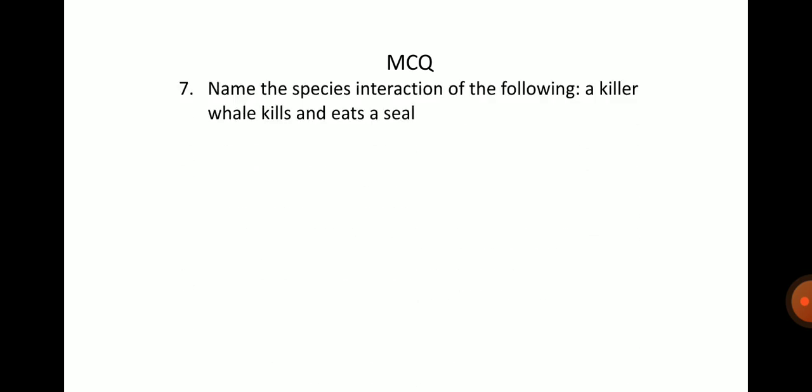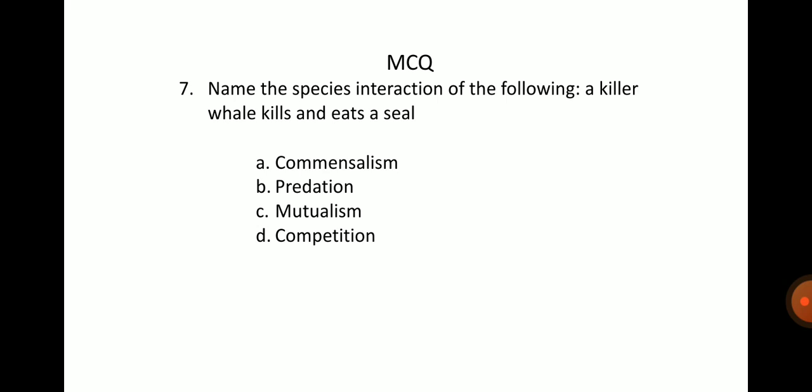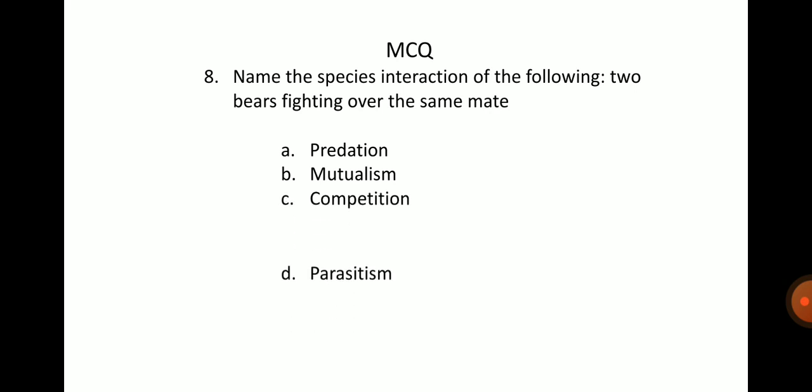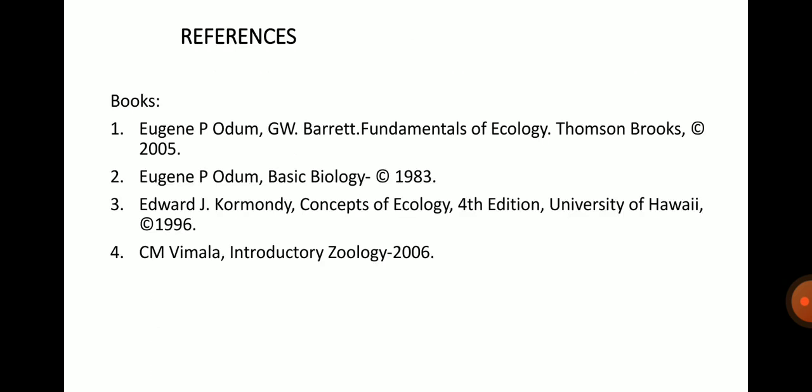The next question is, name the species interaction of the following. A killer whale kills and eats a seal. So options are A. Commensalism, B. Predation, C. Mutualism, and D. Competition. Then the answer is option B, it's called predation. Name the species interaction of the following. Two bears fighting over the same mate. Options are A. Predation, B. Mutualism, and C. Competition. D is parasitism. The answer being option C, which is competition.